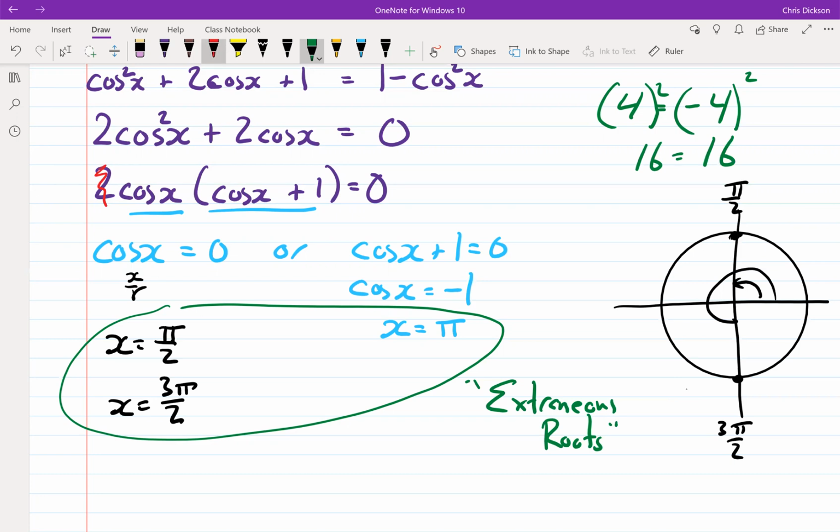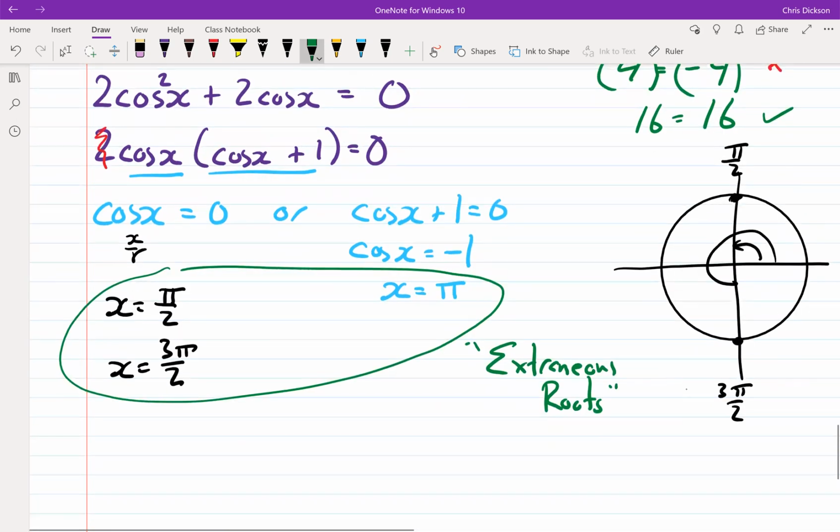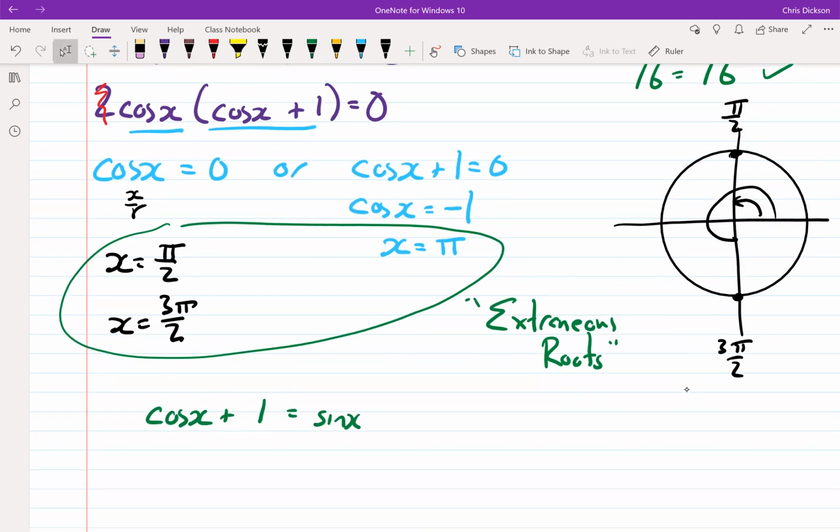So you can clearly see how you can take a statement that's incorrect and turn it into a statement that is correct by squaring both sides. So let's do that with our initial question here. So cos x plus 1 equals sine of x. Now, if I test these, I'm going to pause the video and test them quickly for you. You can just check my work in a second here. But you'll see that one of them is wrong.